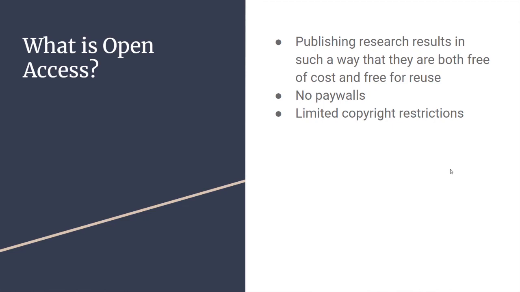So what is open access? Open access is publishing your research results in such a way that they are both free to access and free to reuse. This means that not only are there no paywalls around the article, as there is with traditional publishing, but they also have permissive copyright licenses that allow people to reuse the work and build upon it, and really use the work in a way that encourages science and building upon others' work.